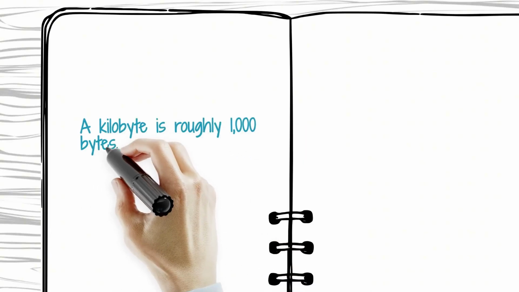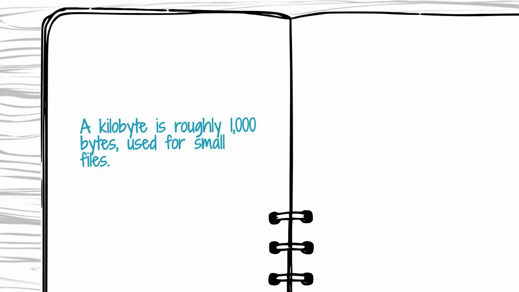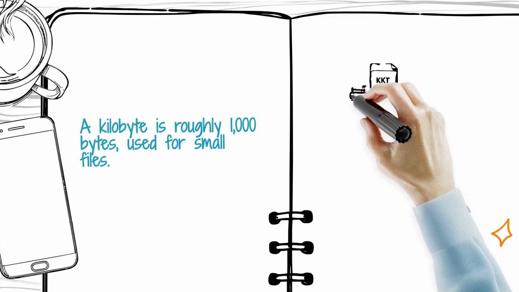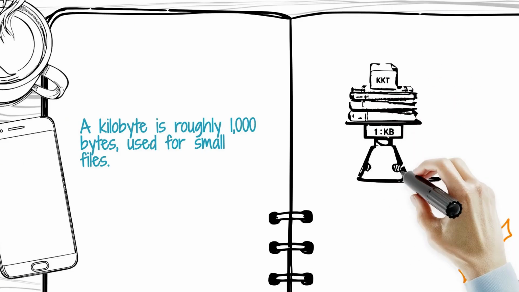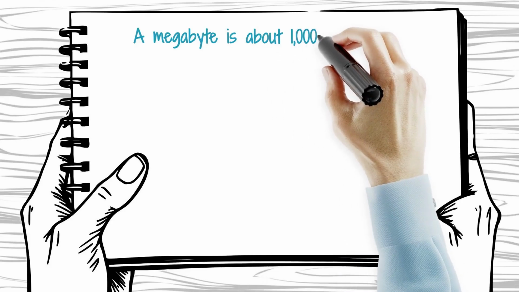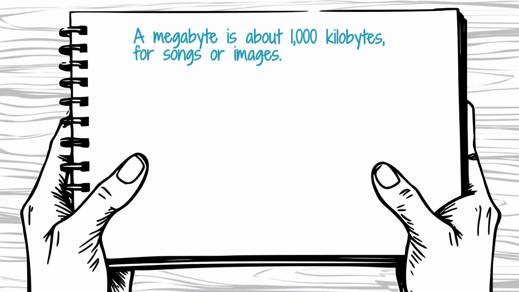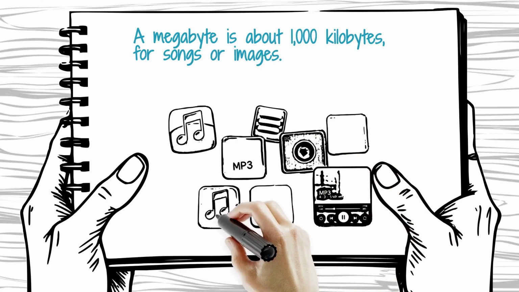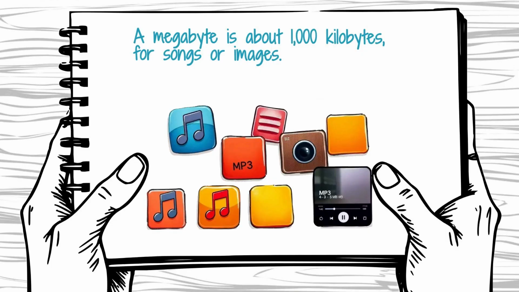Kilobyte, KB. A kilobyte is roughly 1,000 bytes, or technically 1,024 bytes in binary systems. Small text files are usually measured in kilobytes. For example, a short document or a simple image might be just a few KB in size. Megabyte, MB. A megabyte equals about 1,000 kilobytes. This is commonly used for slightly larger files like songs, images, or small applications. For instance, a typical MP3 song might be around 3 to 5 MB.